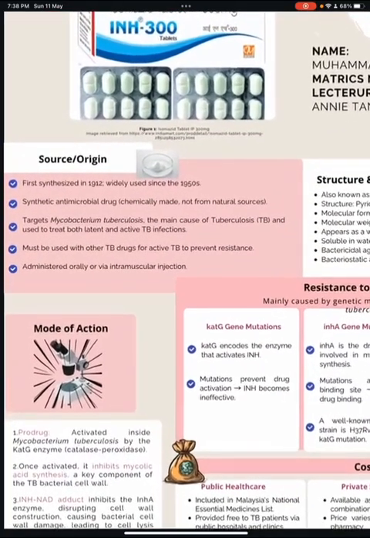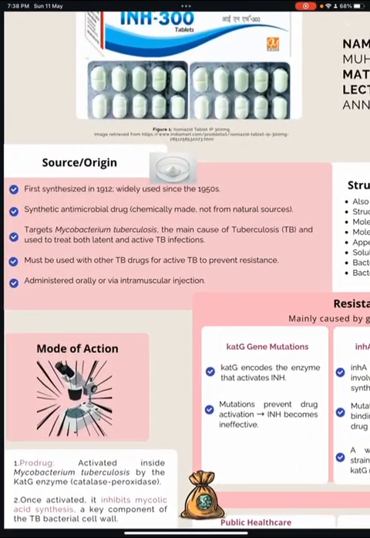Let's start with the origin of Isoniazid, commonly known as INH. It was first synthesized in 1912, but it wasn't until the 1950s that it gained widespread use after proving highly effective against tuberculosis or TB. Isoniazid is a synthetic antimicrobial drug, meaning it is chemically made in laboratories and not derived from natural sources. Its main target is Mycobacterium tuberculosis, the bacterium responsible for TB.